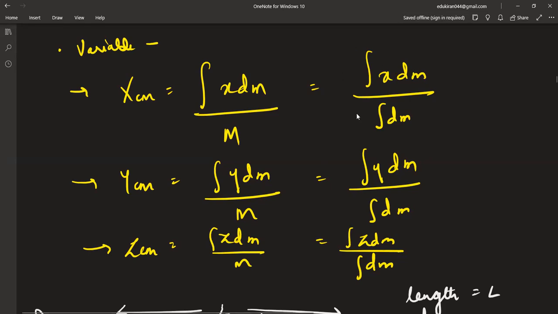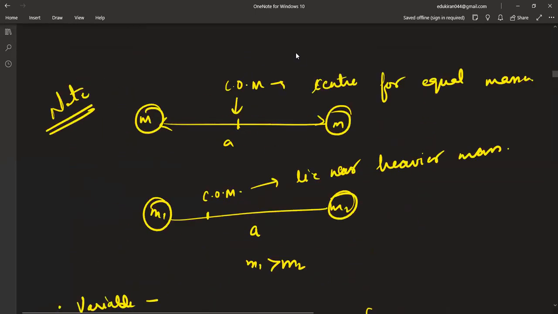X into dm integration is exactly like m1x1 plus m2x2 up till mnxn. So for all the variable masses, you will be able to integrate. And integration of dm means all the small masses you are adding to get the total bigger mass, so that is also similar to the total mass. Similarly for ycm, it will be integral of y dm by integration of dm. Similarly, zcm will be integral of z dm divided by M. All right. Write down these points. Then we'll do this derivation.